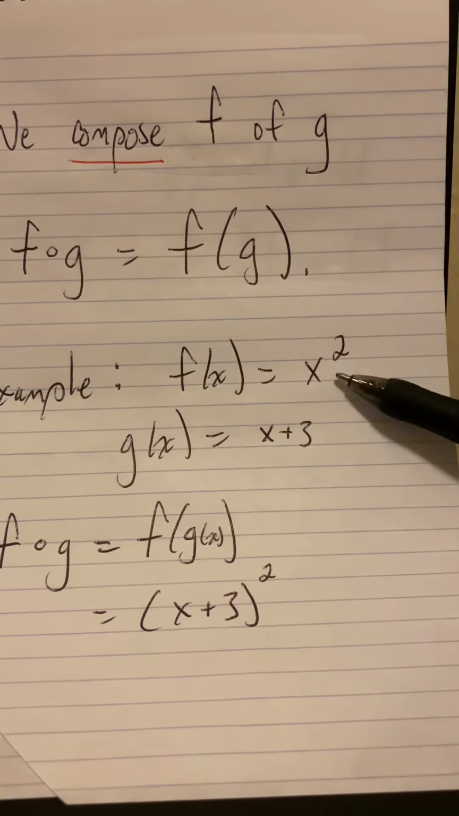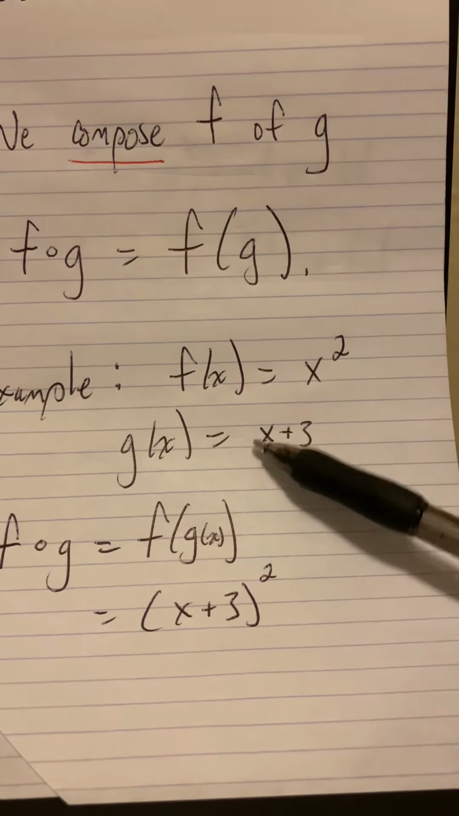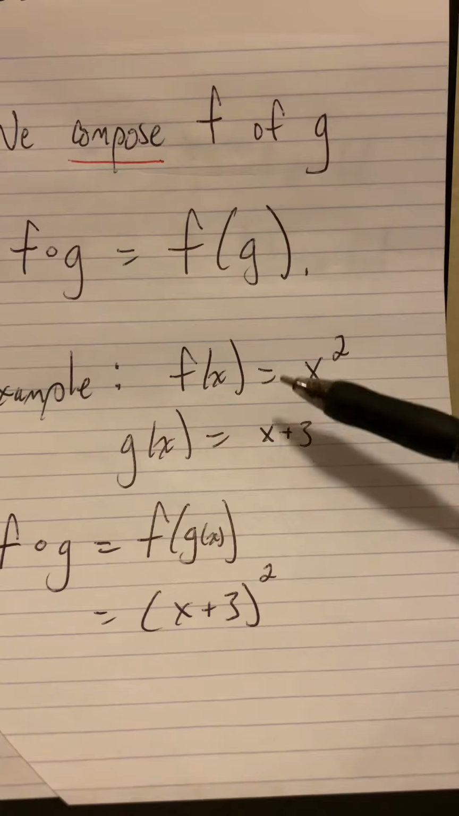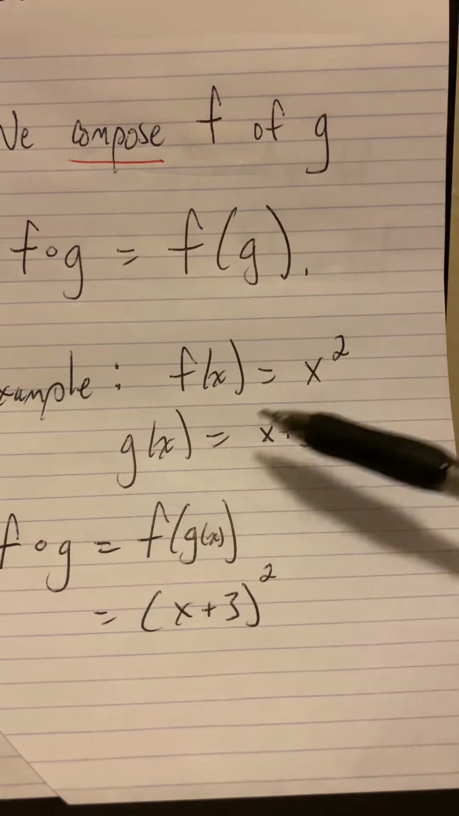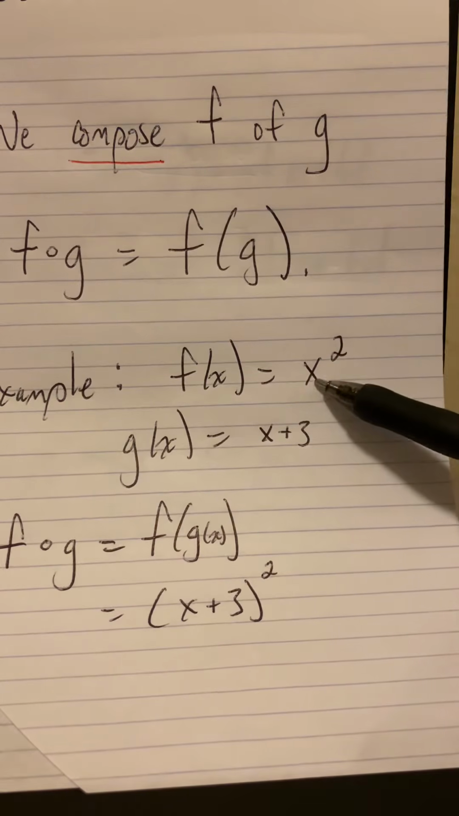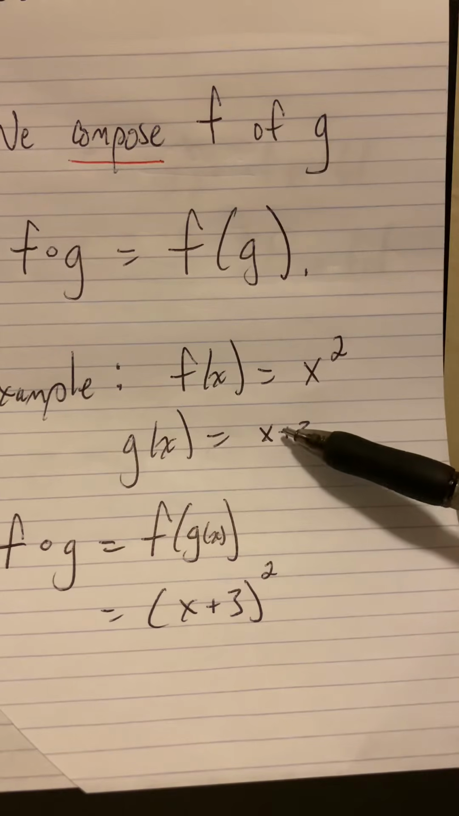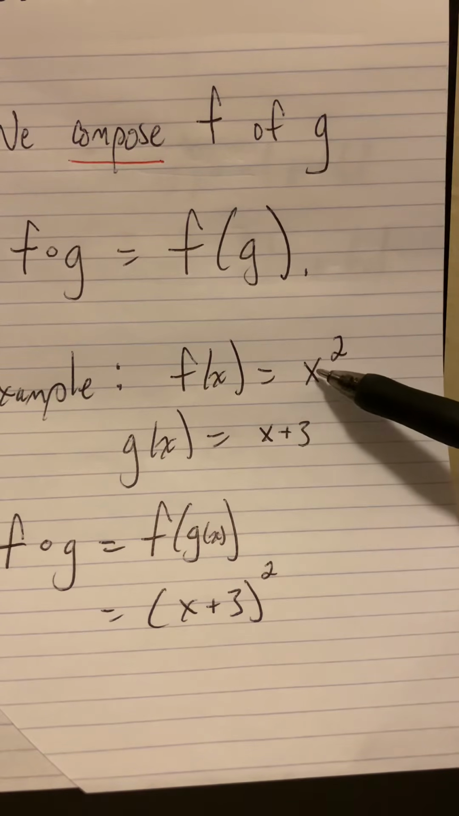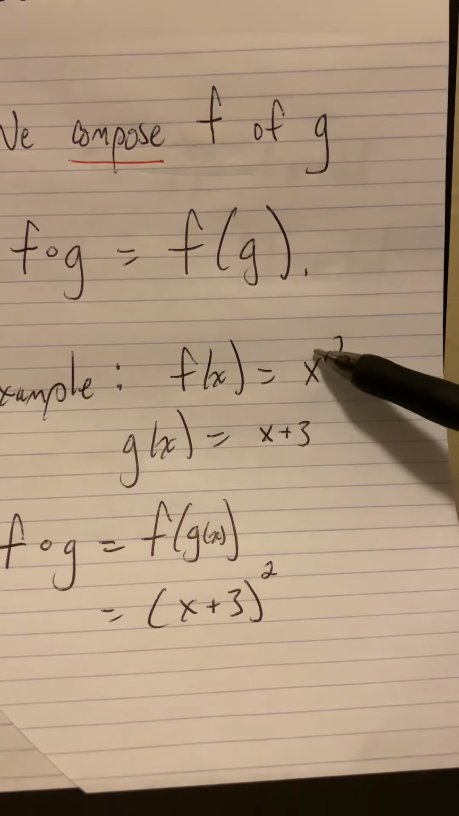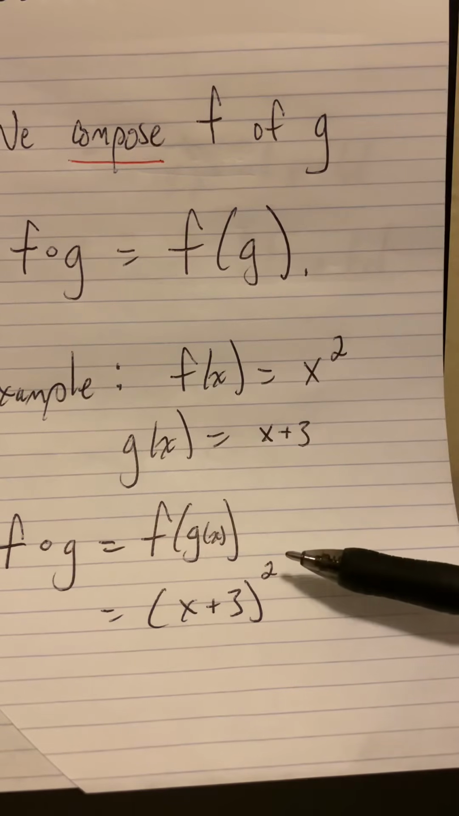Here's an example. We have f being the parent quadratic, x squared. G is just a line, mx plus b, the slope is 1, and the y-intercept is 3. F composed of g means we take this x plus 3 and we put it in place of the input for f. So this x goes away and is replaced with x plus 3. So I'm going to take this x plus 3 and put it in place of the input into f. So that means this goes away and I should have x plus 3 being squared instead of just x being squared. And that's what f composed of g is.